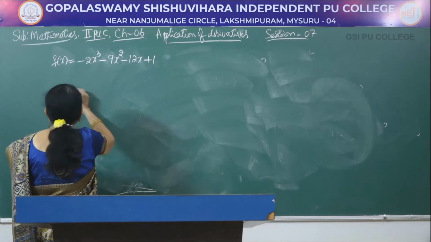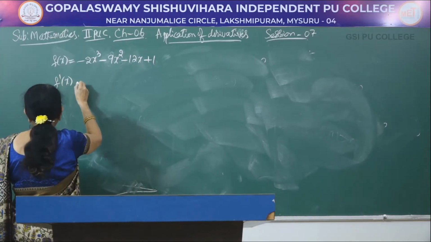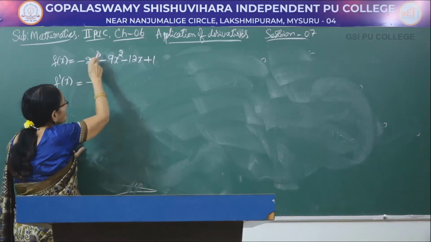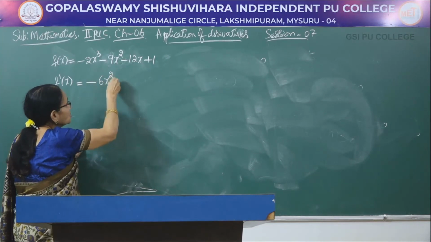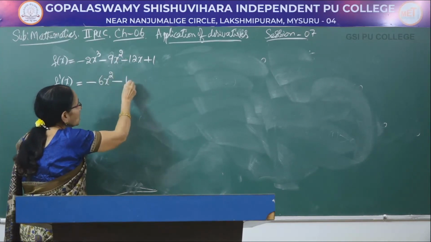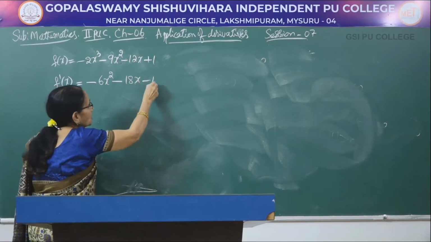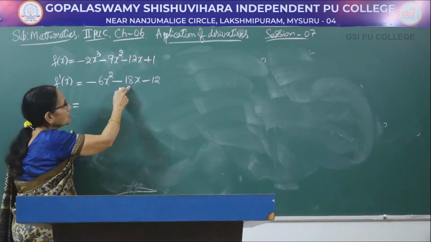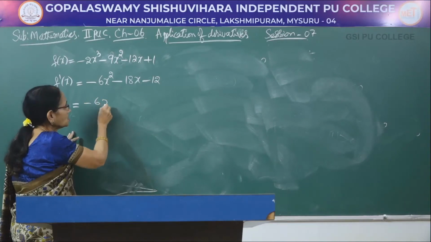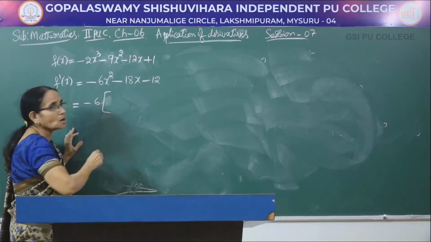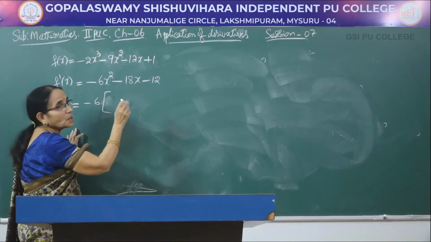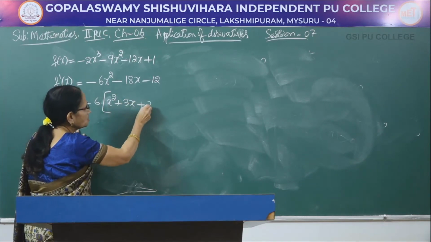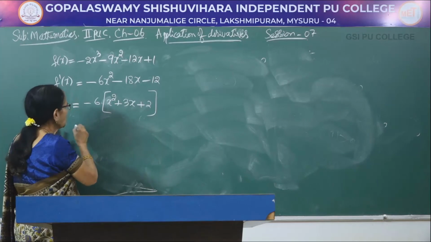As usual, we first differentiate. f dash x is equal to, bear in mind that we have got a minus sign there, 2 into 3x square minus 6x square, 9 into 2x minus 18x minus 12, isn't it? Now, let me simplify this one. What is the common factor? The minus sign as well as 6 is the common factor. After taking out, all of them become positive. It is x square, 6 3s are 18x, plus 2, isn't it? x square plus 3x plus 2.